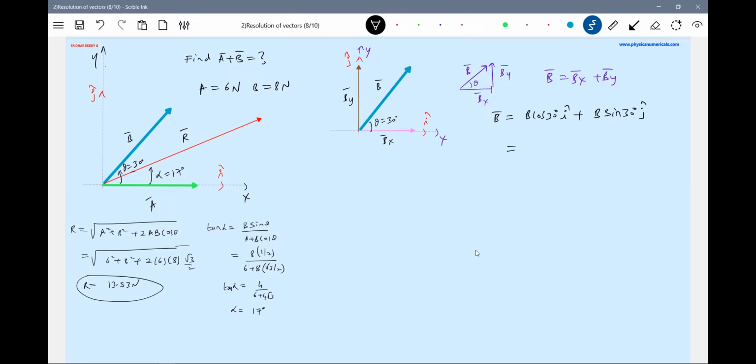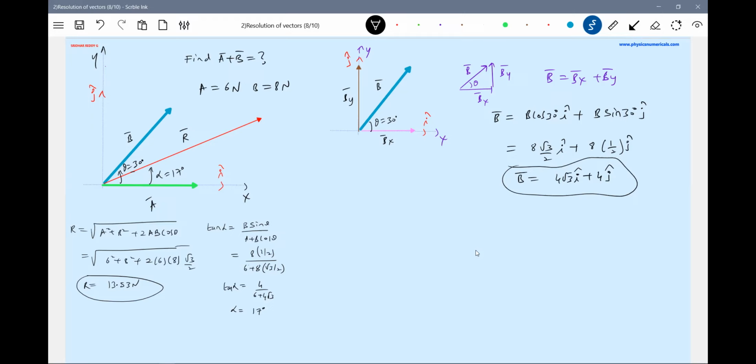What is the value of B? B is, as we know, 8 Newton. So 8 cos 30, root 3 by 2, I cap, plus 8 times 1 by 2, J cap. So this will be 4 root 3 I cap plus 4 J cap. Okay, that's the value of this one.